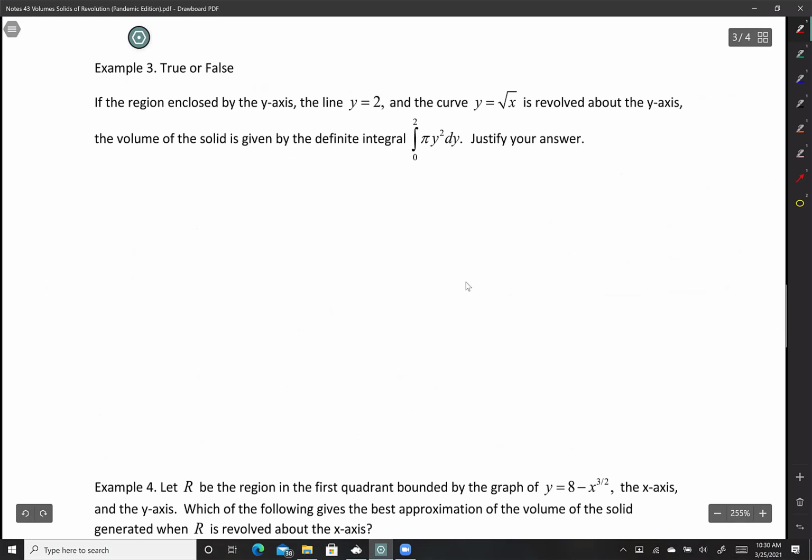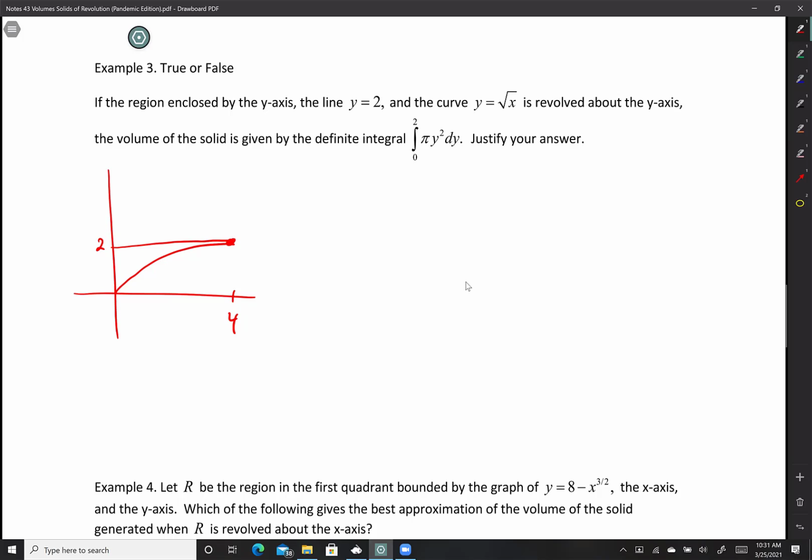All right. If the region enclosed by the y-axis and the line y equals 2 and the curve y equals square root of x. Okay, so let me do that first before I revolve anything. So y equals square root of x looks like this. Y equals 2 looks like this. And that's going to intersect that, let's see, square root of 16. So 16, nope, 4. Square root of 4, there we go.